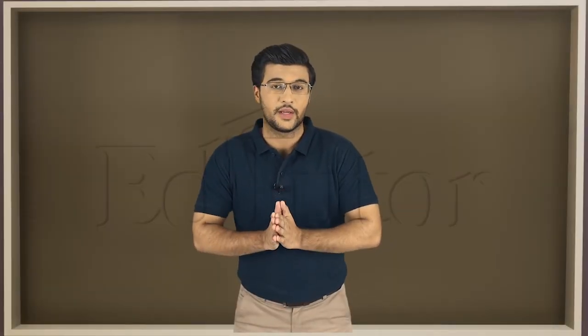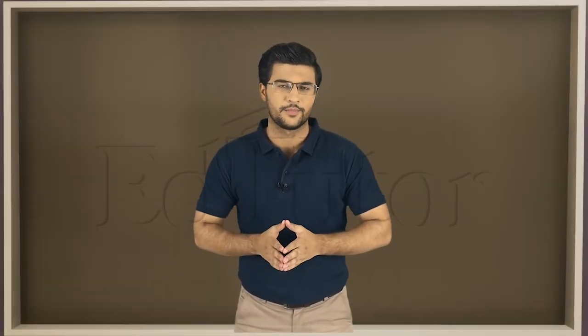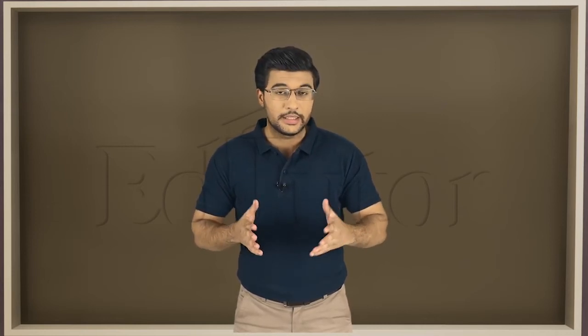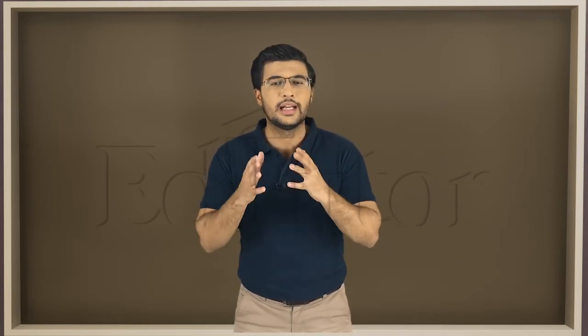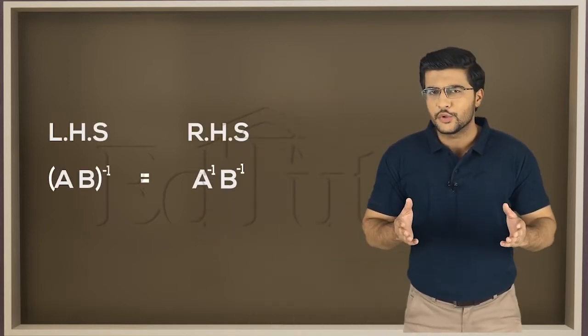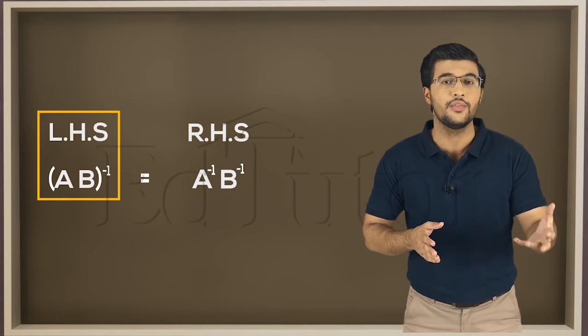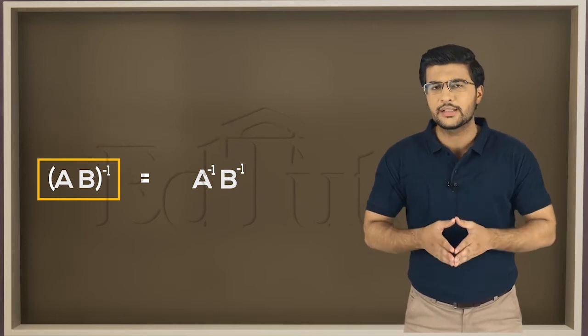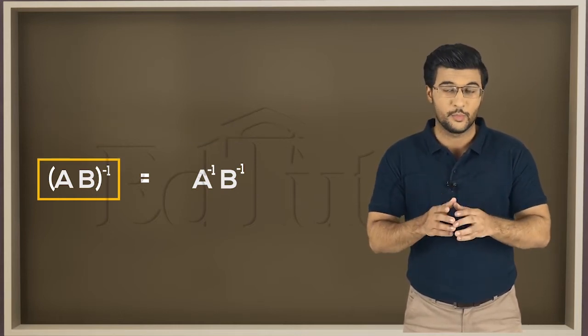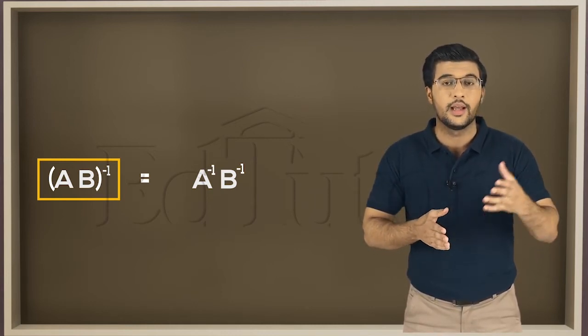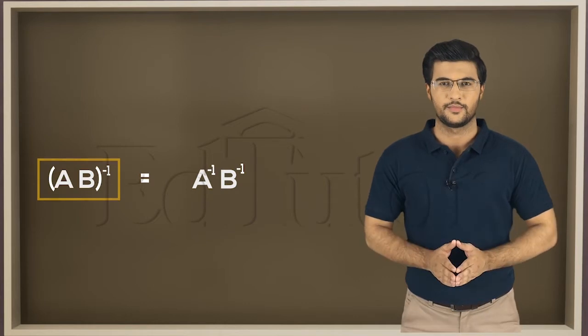One last verification lesson, I promise, at least in the chapter on matrices. So take a deep breath and let's go. As usual, taking the left hand side gives us the inverse of AB. Brackets need to be considered first, which contain a simple multiplication of two matrices A and B.